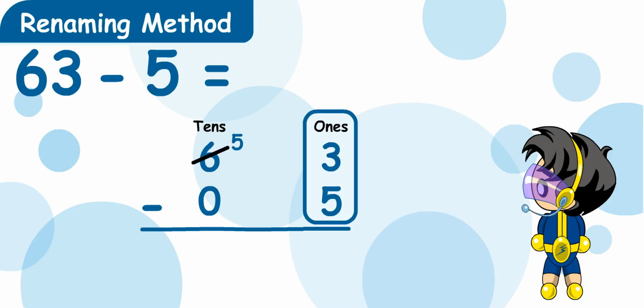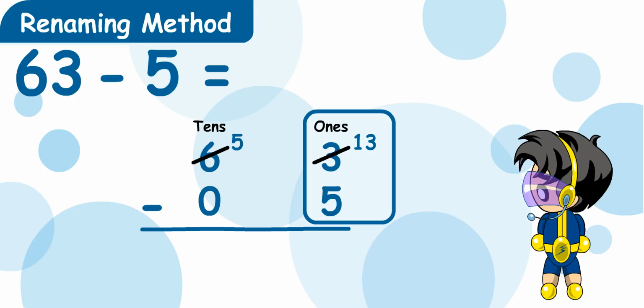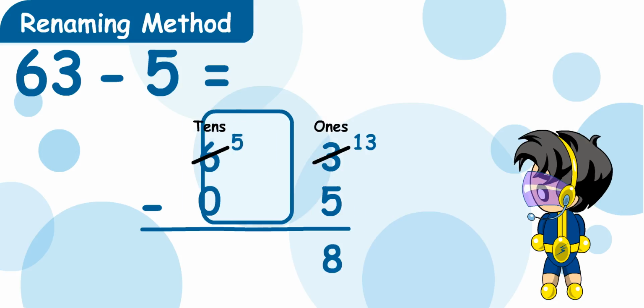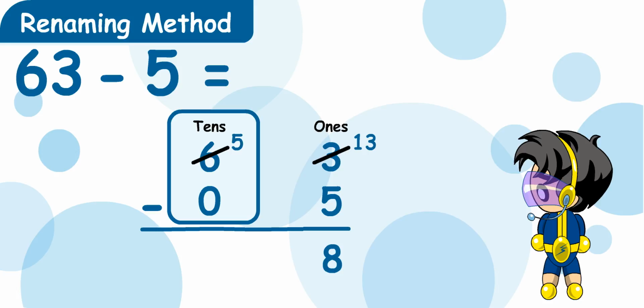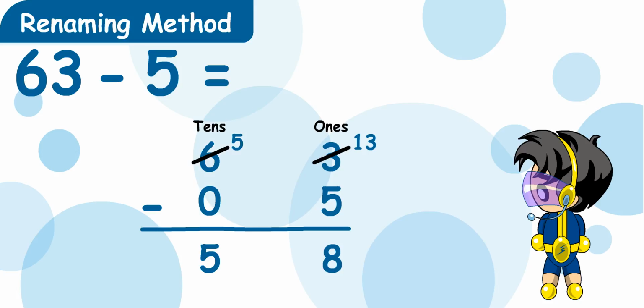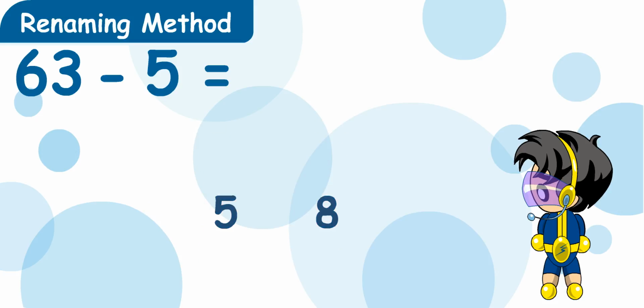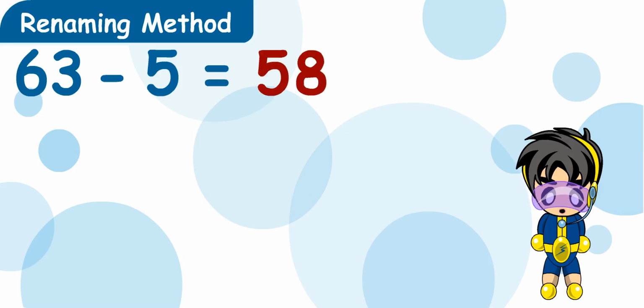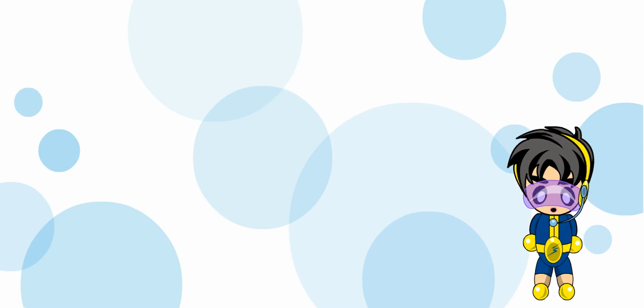So, I take 1 tens from 6 tens and change it into 10 ones. I add 10 ones to 3 ones so that I have a total of 13 ones. Now, I can minus 5 from 13 to give 8. Since there is only 5 tens left, the answer is 5 tens, 8 ones, which is 58. Well done!